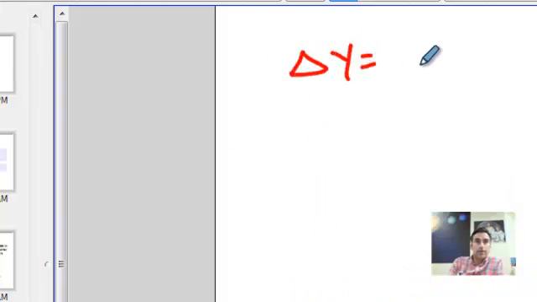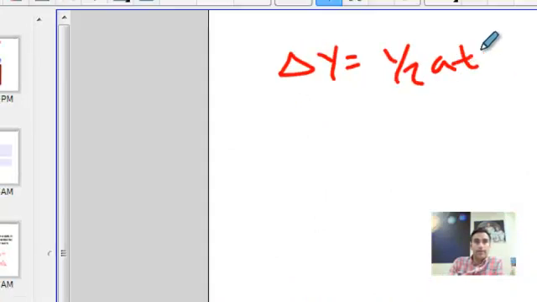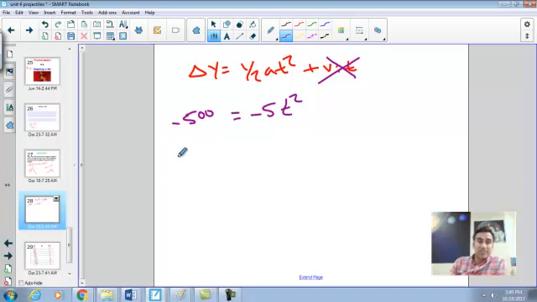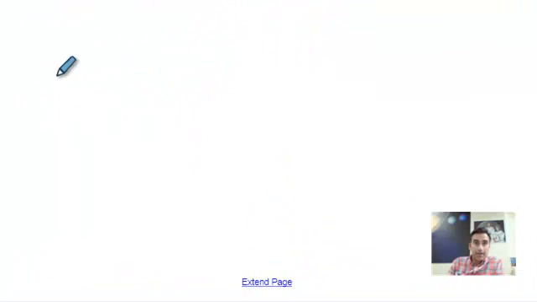Delta y equals 1/2 a t squared plus velocity initial times time. Velocity initial is still going to be 0, so we can just cancel that part out. Our acceleration of gravity is -10, so 1/2 of that is -5 t squared, and our delta y is going to be 500. Now, after we solve for this, it's going to give us the time it's going to take to fall. So, we should end up with a time of 10 seconds.